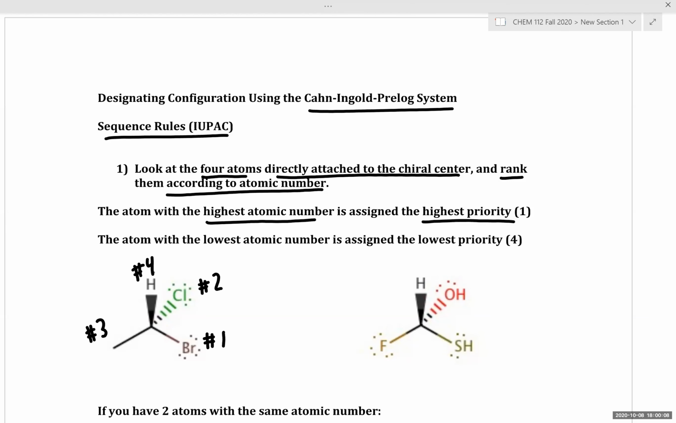Okay. Looking at the molecule on the right, which would be the highest priority atom? Which would be the highest priority group? Sulfur, yep. What would be the next highest priority? Fluorine, yep. And what about after fluorine? Oxygen, yep. Perfect.